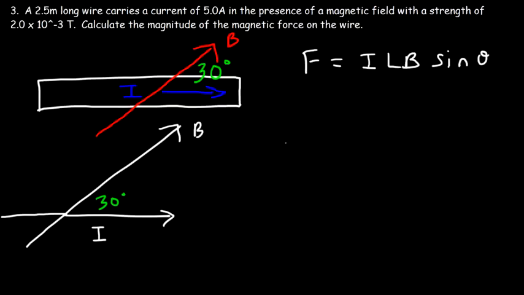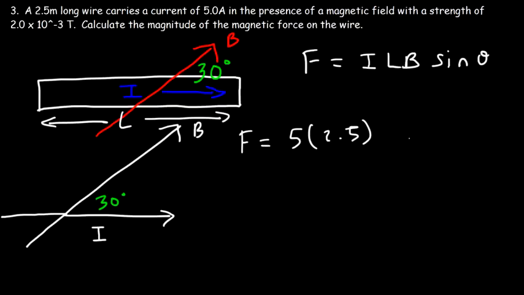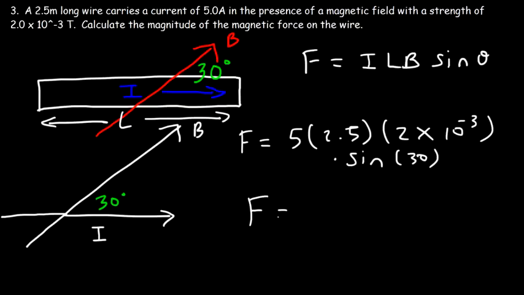So now let's go ahead and calculate F. It's going to be the current, which is 5, times the length of the wire, which is 2.5 meters, times the strength of the magnetic field, which is 2 times 10 to the minus 3, multiplied by sine of 30. So the magnetic force is very small. It's 0.0125 newtons. And so that's going to be the force exerted on this current carrying wire.